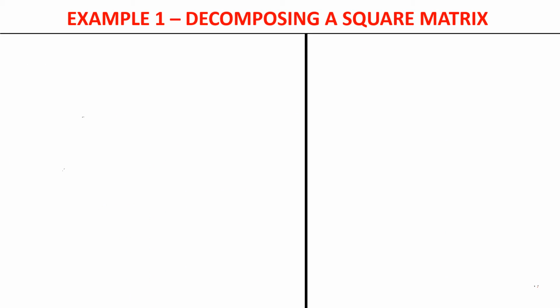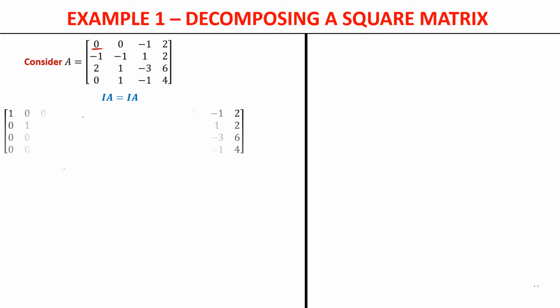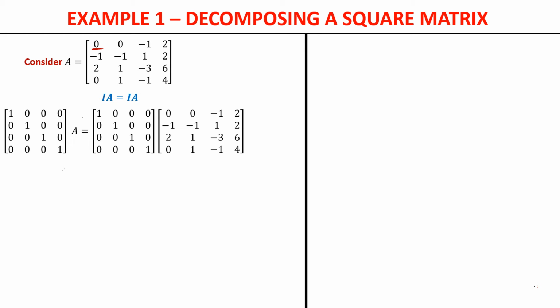Let me take up the first example where we decompose a square matrix. I have considered a 4 by 4 matrix in this manner. If you note here, the first element itself is 0, so that cannot be done directly and therefore it requires exchange of rows. So let me first write down, as the working rule said, IA equal to IA. I write the matrix in this manner: I on the left side, I again on the right side, along with the matrix given to me, which is A.